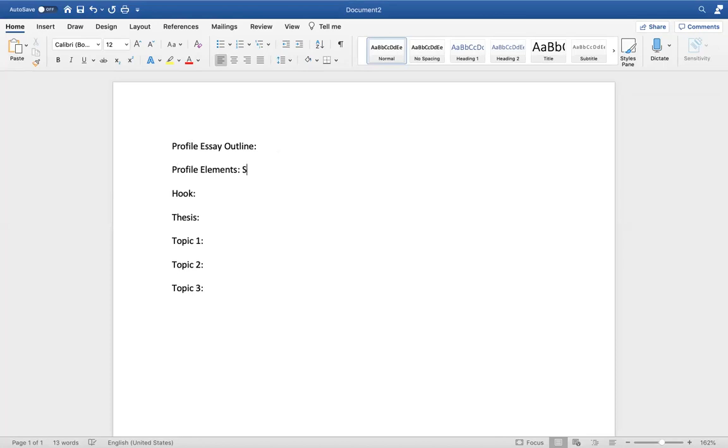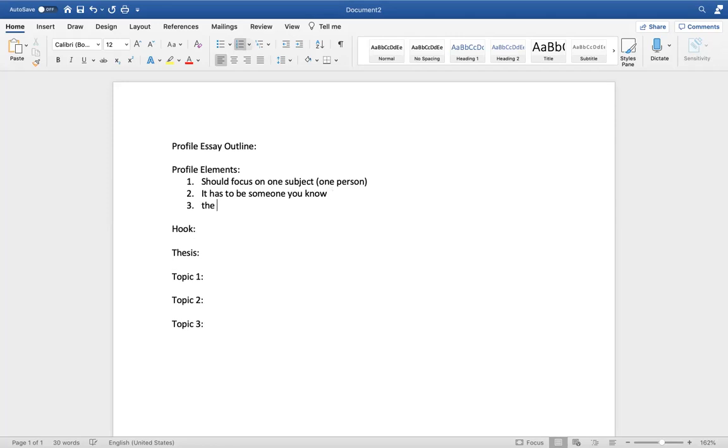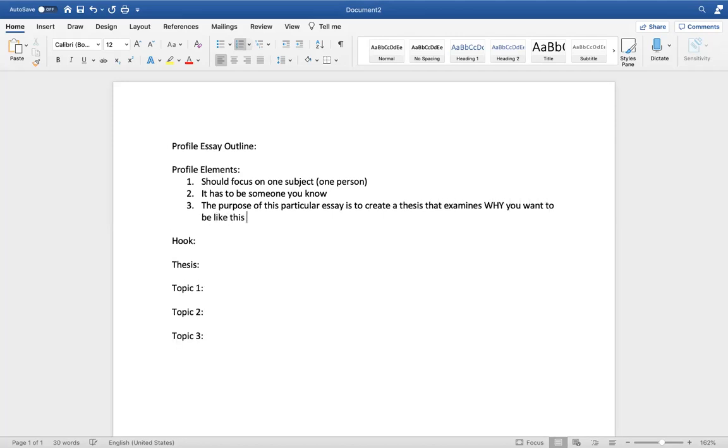A profile essay should focus on one subject, okay, one person. And one of the things that you need to remember about this particular essay, it has to be someone you know. A few of you were trying to do things that you had looked up on the internet about people, and that is not the purpose of this essay. The purpose of this particular essay is to create a thesis that examines why you want to be like this person.